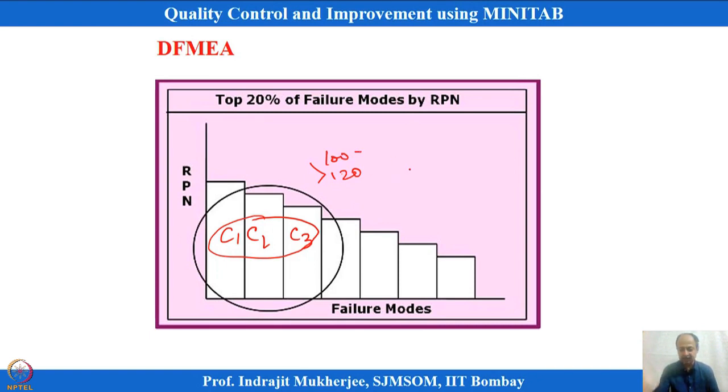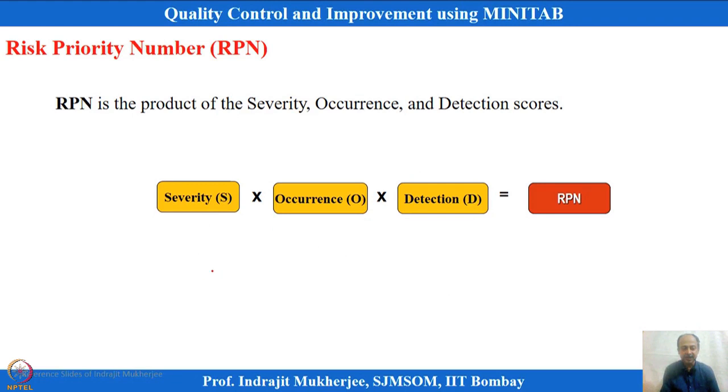So this can be severity on a scale of 1 to 10, and this will also be 1 to 10. The maximum score you can get is 10 multiplied by 10 multiplied by 10. But this does not happen generally. We have some detection possibilities for this, so in this case priority numbers can change.